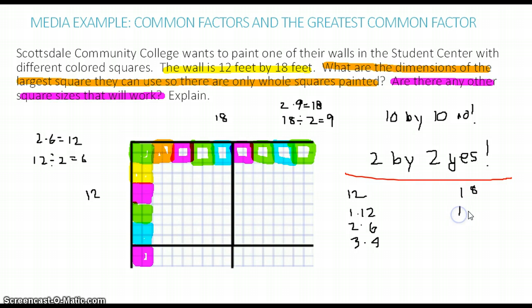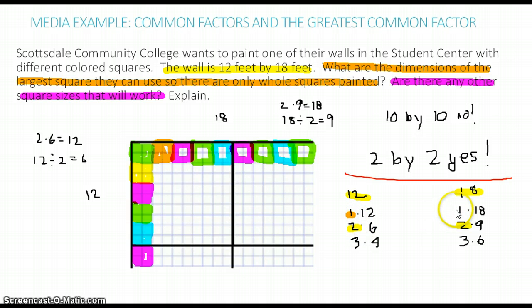With 18, I could do 1 times 18 pieces, 2 times 9 pieces, 3 times 6 pieces. 4 does not go into 18. It goes in 4 times with a remainder of 2, but it's not a factor, and neither does 5. So these are all the factors, or the factor pairs of 12 and 18. Now notice they both had 2 as a factor, and that's why we were able to fill in the squares this way. Let's see what other factors they have in common.